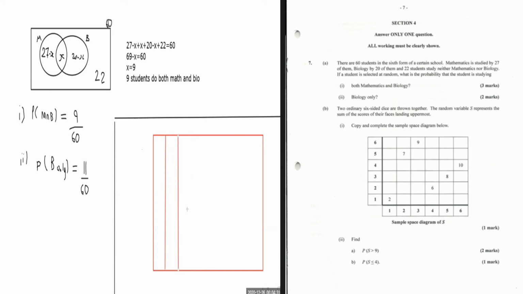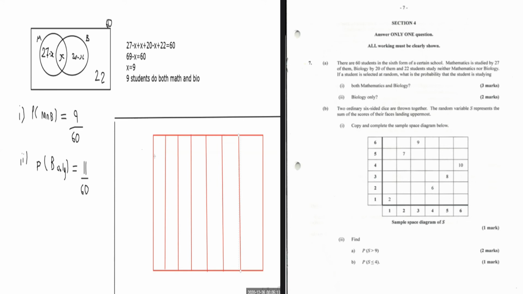In the meantime, we read the question. It is saying, two ordinary six-sided dice are thrown together. The random variable S represents the sum of their scores. Copy and complete the sample space. So this box that we're constructing is just a sample space diagram that represents the sum of the scores of the two dice. All right, so 1, 2, 3, 4, 5, 6, and we need 1, 2, 3, 4, 5, 6, 7. This is it.